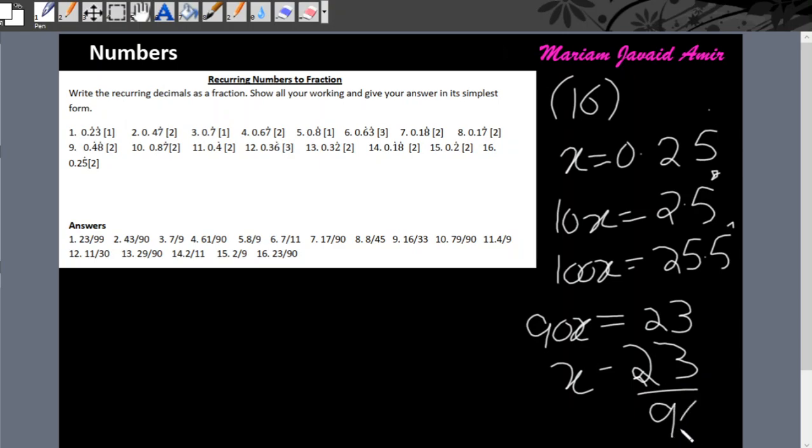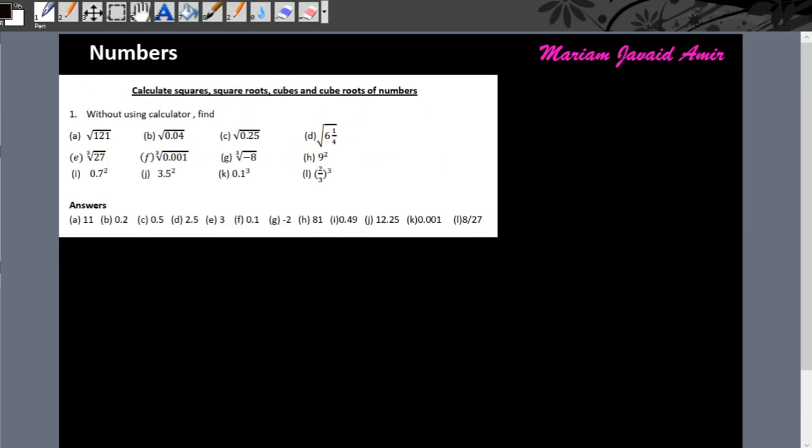Make sure to simplify your final answer if it's possible, because the question says give your answer in simplest form. Okay, so the next type of questions are to calculate square roots and cube roots of numbers, but without using a calculator. So be careful about that. If we're not using our calculators, that means we need to show the working to the examiner to get the mark.